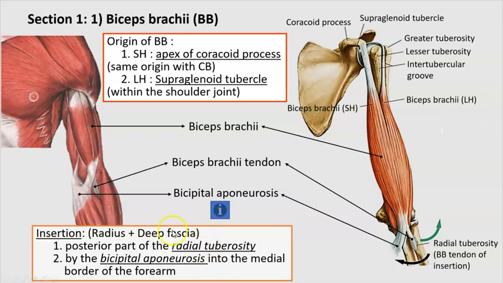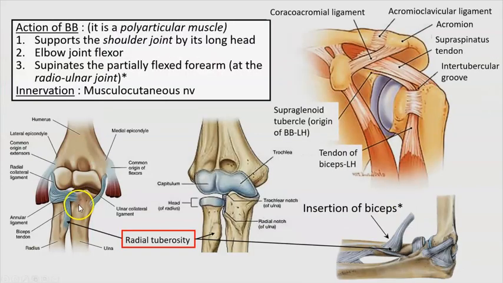Okay, lepas tu kita, okay lah, next lah. And here, what is the action of biceps brachii? Basically, biceps brachii supports the shoulder joint by its long head. How? Because tadi, yang tunjuk ni, bigger picture, the long head attached dekat supraglenoid tubercle here within the shoulder joint. So dia function as supporting structure to support your shoulder joint.